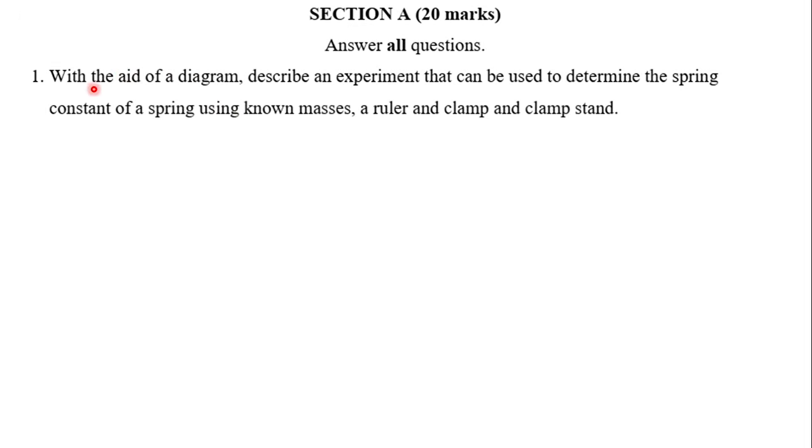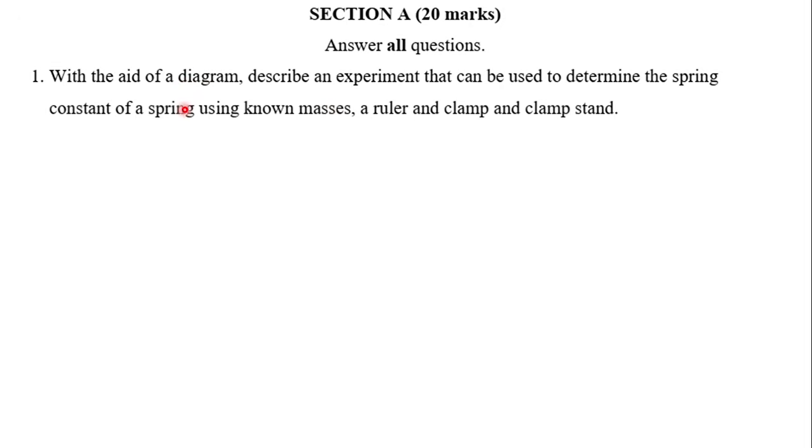Question number 1, with the aid of a diagram, describe an experiment that can be used to determine the spring constant of a spring using known masses, a ruler, and a clamp, as well as a clamp stand. Once again, you are told the materials, so there's no need in your description to list the materials independently, just go straight to describing. And you are already told, you must use a diagram.